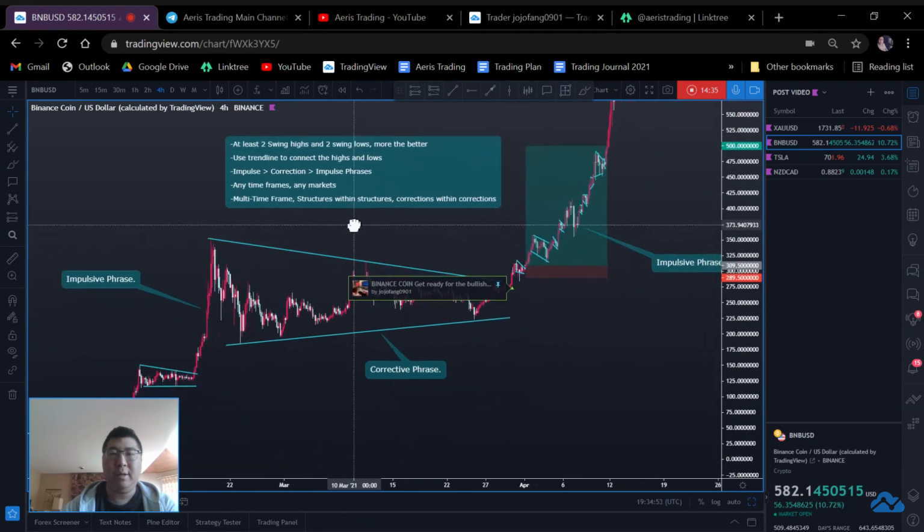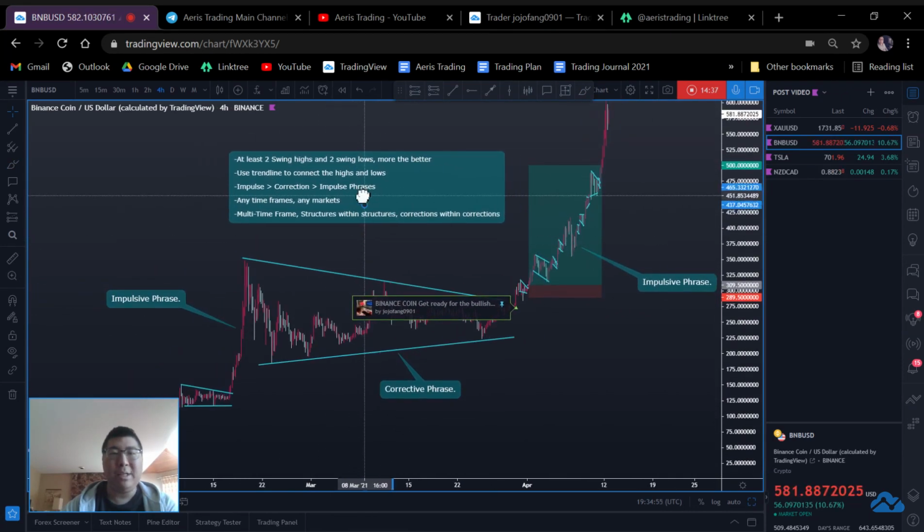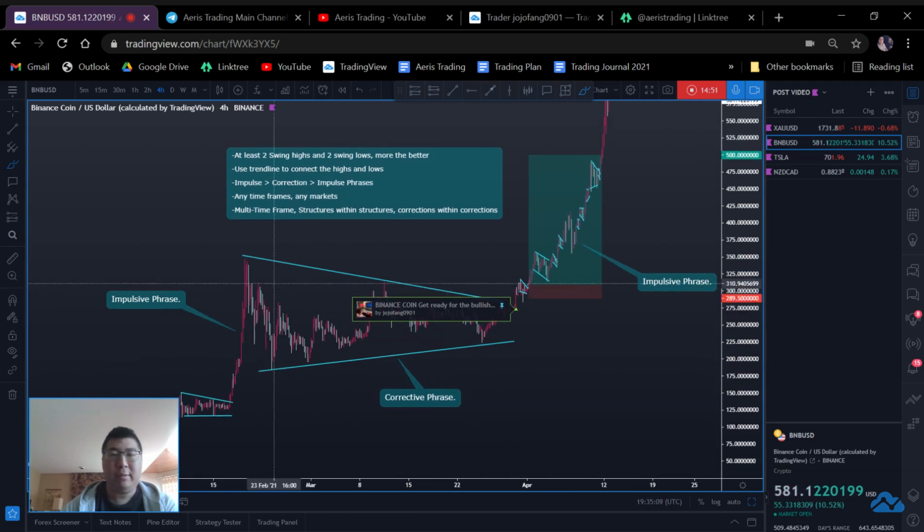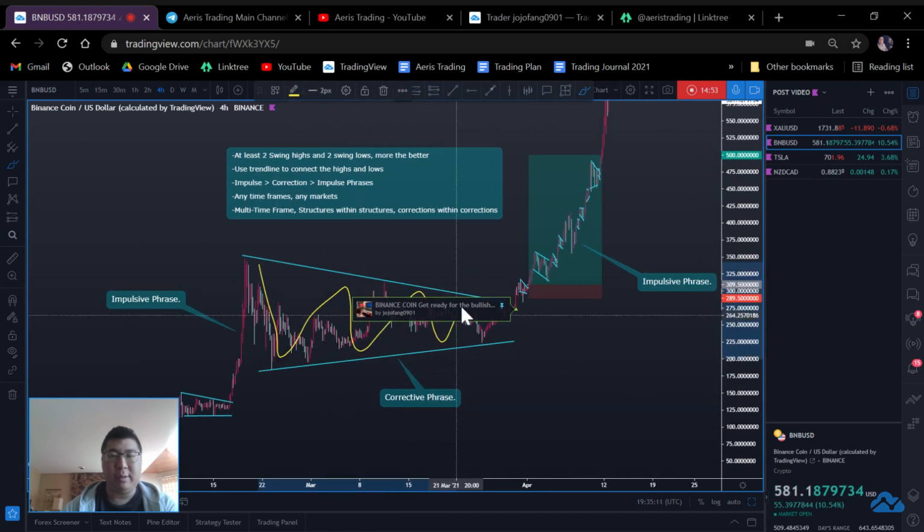Okay, so to wrap everything up, to repeat everything about corrections, let's dig into what I mentioned here in the beginning. At least two swing highs and two swing lows of a correction, right? So using the trend line to frame the structure, to frame the price action, so that you know there are a few swing highs and a few swing lows.